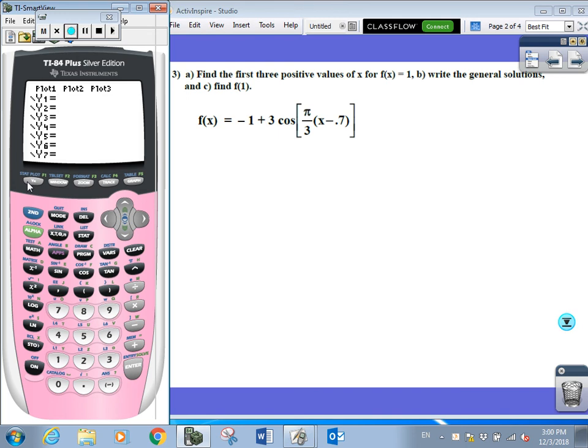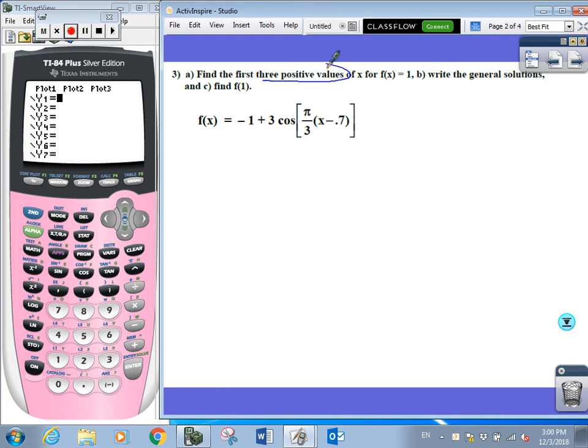This has 3 parts to it, A, B, and C. You can do them in any order. I would suggest doing A first and then B and then C, just because sometimes the order matters. In this one it doesn't. You could do any of those letters at any time you want. But I'm going to start with letter A. Letter A says find the first 3 positive values.